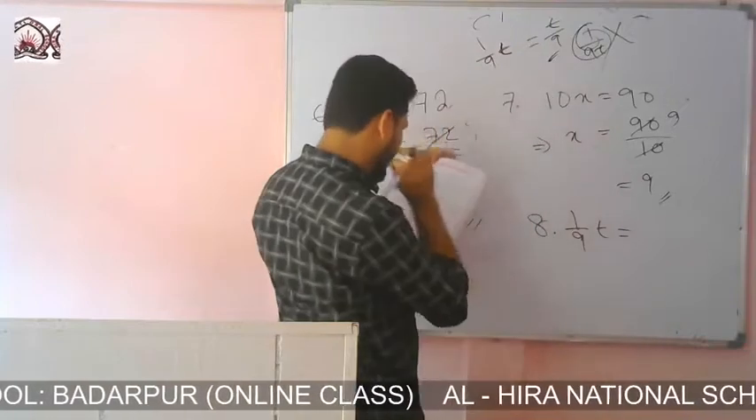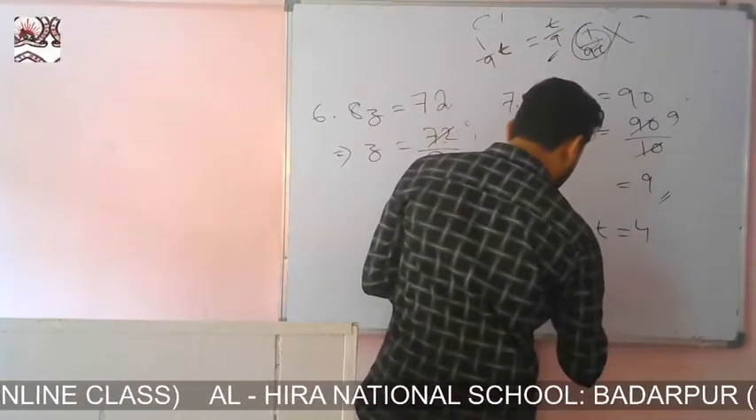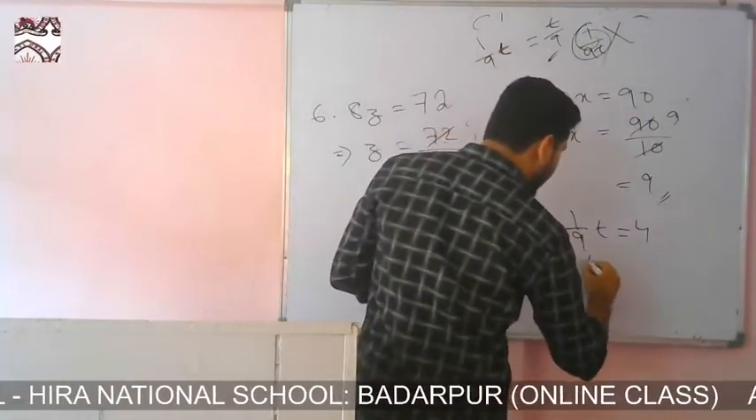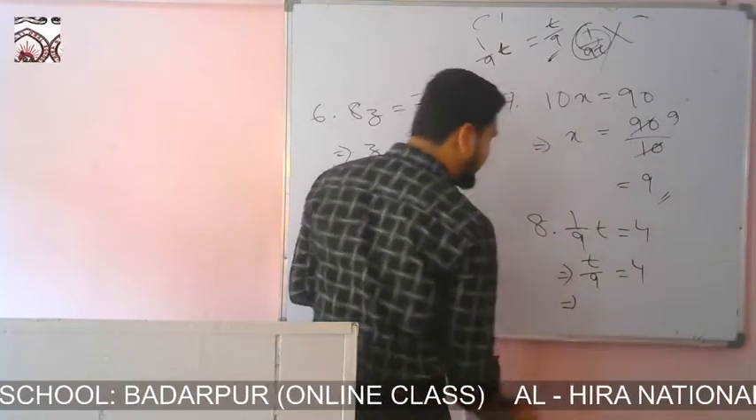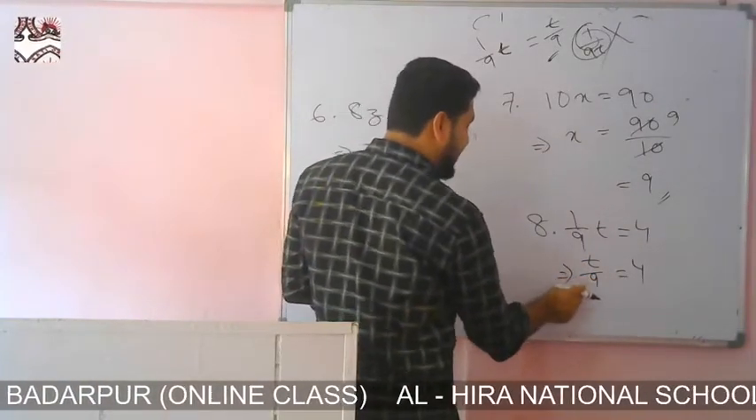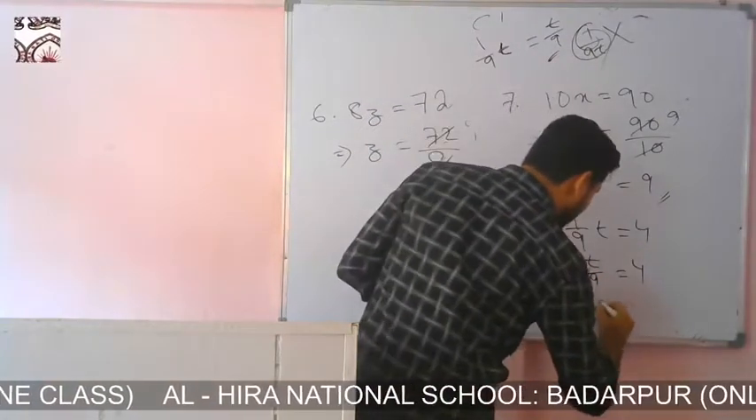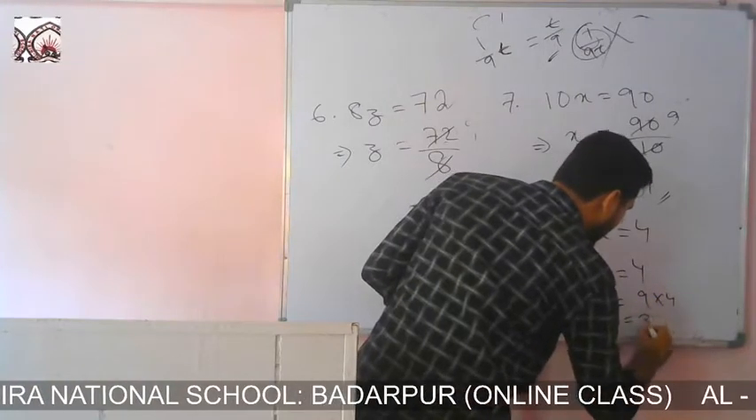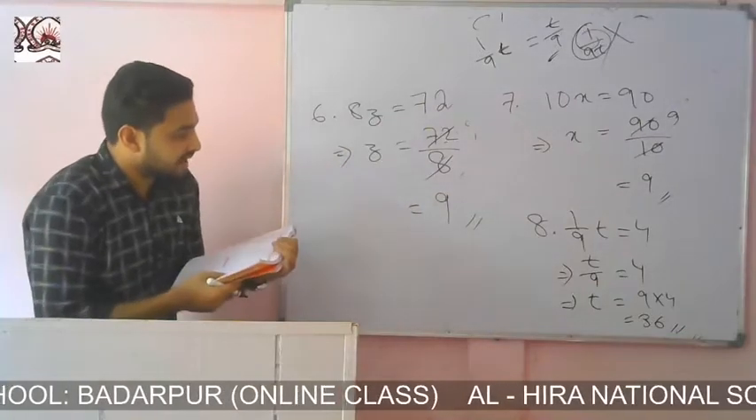Equals to what? 4. Now if I, what to say, multiply, then I'll get what? T by 9 equals to what? 4. Then I can, what to say, 9 is with a division, with a relation division. Then if I take to the right side, then it will become what? Multiplication. So 9 into 4, that means what? 36. So 36 is the required answer.